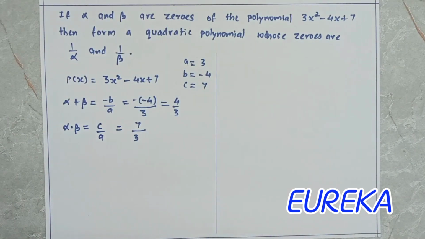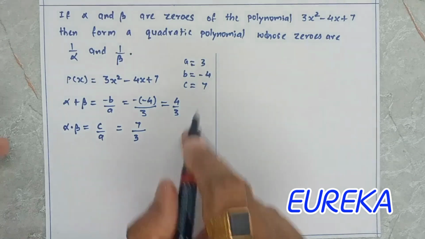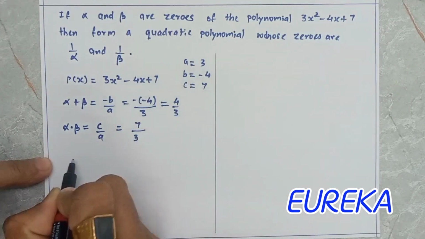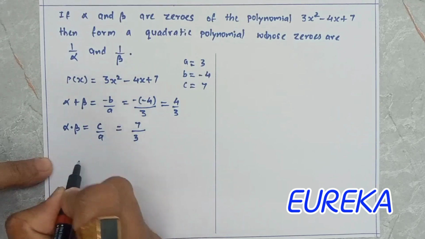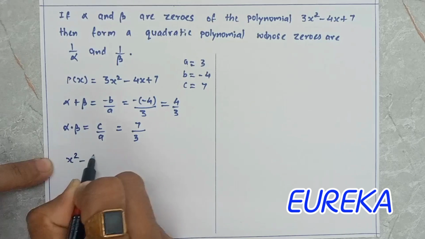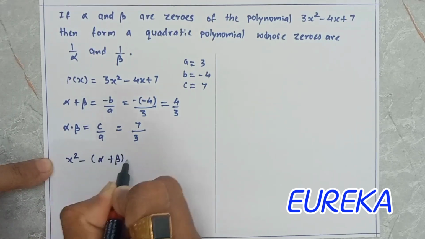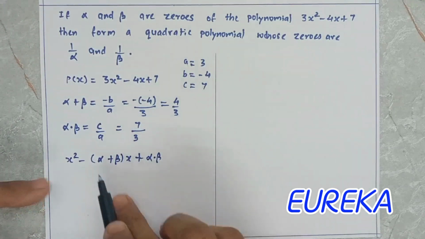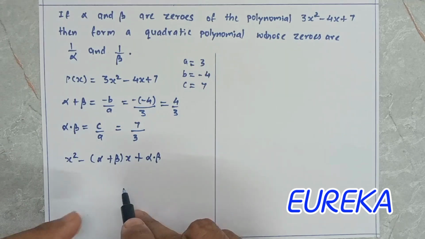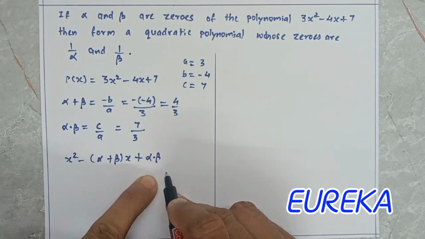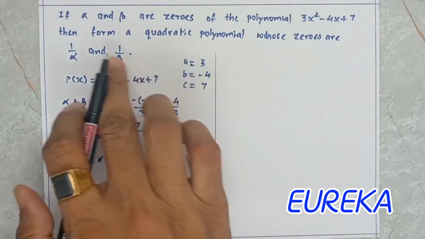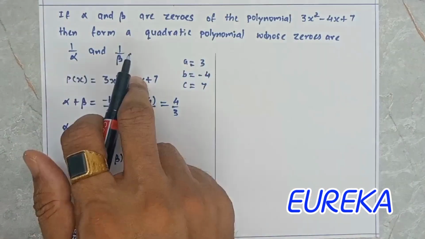Now we know very well that for the new polynomial the zeros are 1 upon alpha and 1 upon beta. And we know one more thing, that the general representation of a polynomial is x square minus (alpha plus beta) into x plus alpha into beta. So if we can get the sum of the zeros and the product of the zeros for the new polynomial, then definitely we'll be able to find the required quadratic polynomial. For the new quadratic polynomial, the zeros are 1 upon alpha and 1 upon beta.